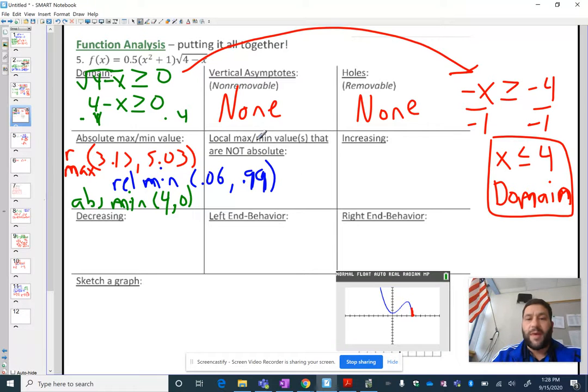Okay. So then it says local max min values that are not absolute. I guess we covered both of those in one section.